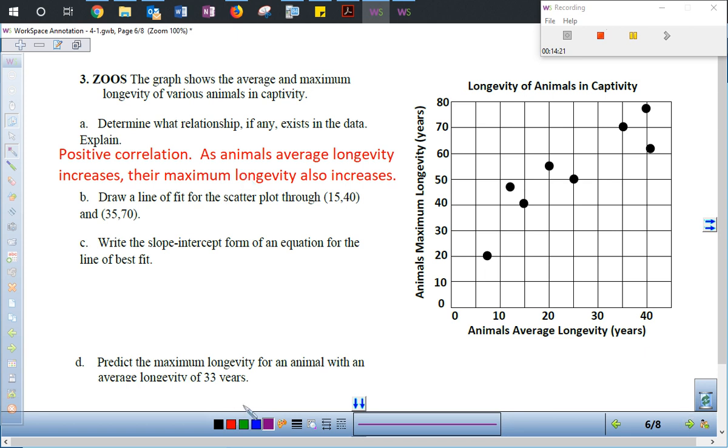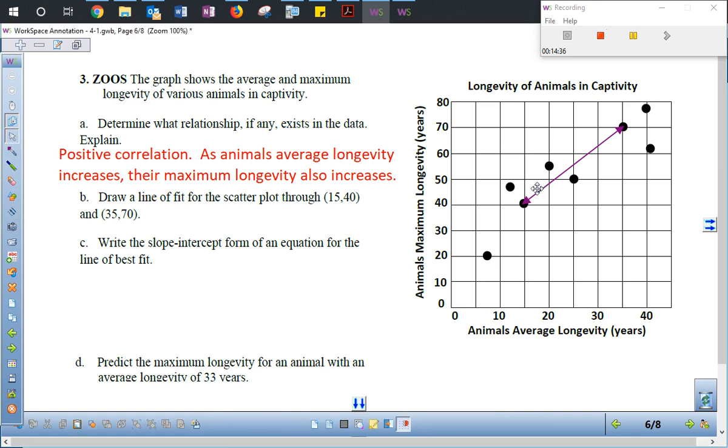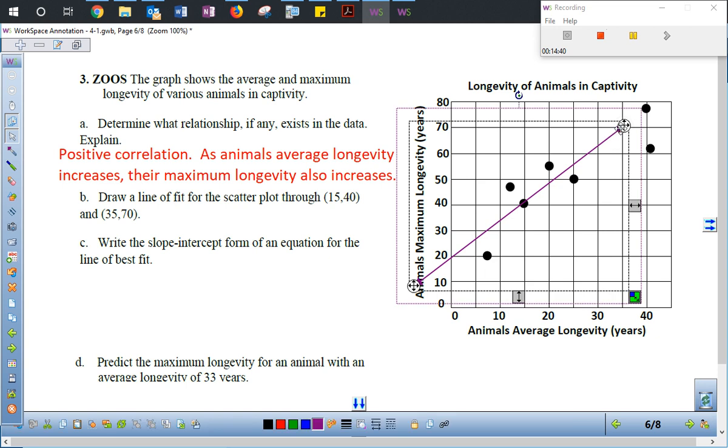Now part B says draw a line of best fit for the scatter plot through the ordered pairs of (15, 40) and (35, 70). So here's 15 and here's 35. I just want to draw that with a straight edge, connect it all the way through, and end it with arrows.